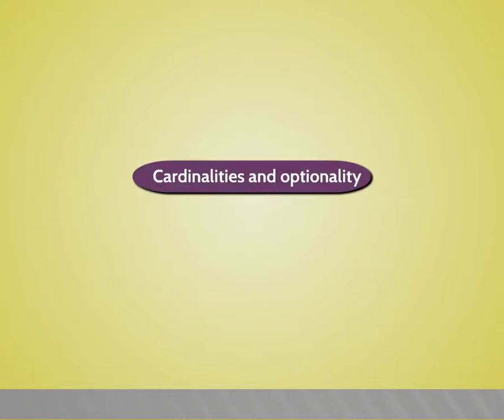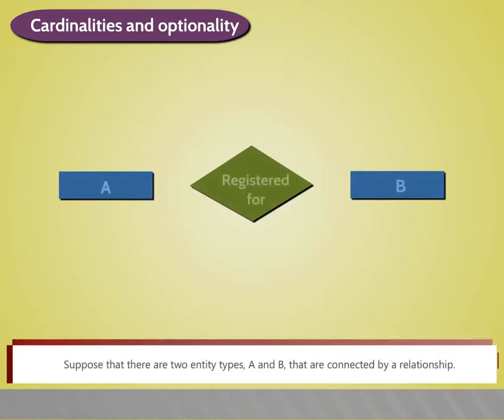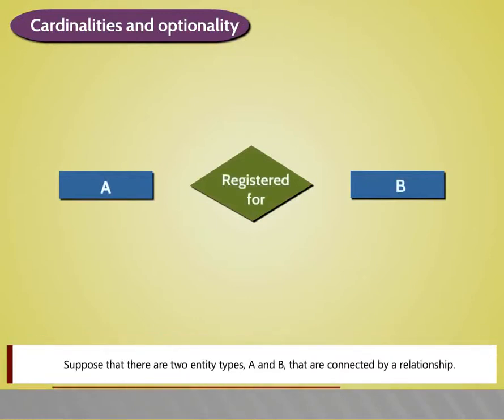Cardinalities and optionality. Suppose that there are two entity types A and B that are connected by a relationship.